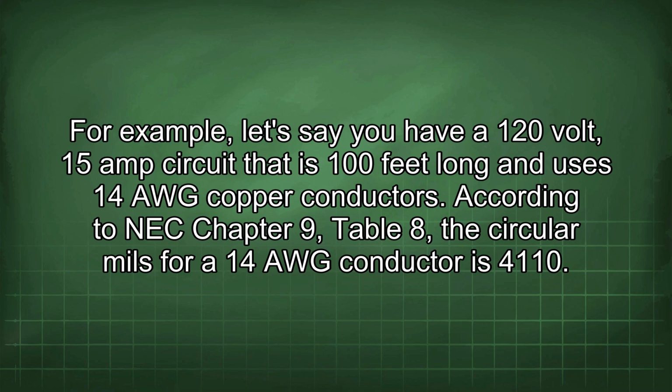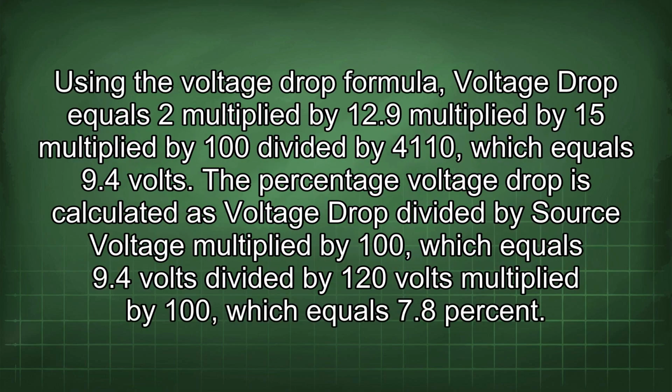For example, let's say you have a 120 volt, 15 amp circuit that is 100 feet long and uses 14 AWG copper conductors. According to NEC Chapter 9, Table 8, the circular mils for 14 AWG conductor is 4,110. Using the voltage drop formula, voltage drop equals 2 multiplied by 12.9 multiplied by 15 multiplied by 100 divided by 4,110, which equals 9.4 volts.